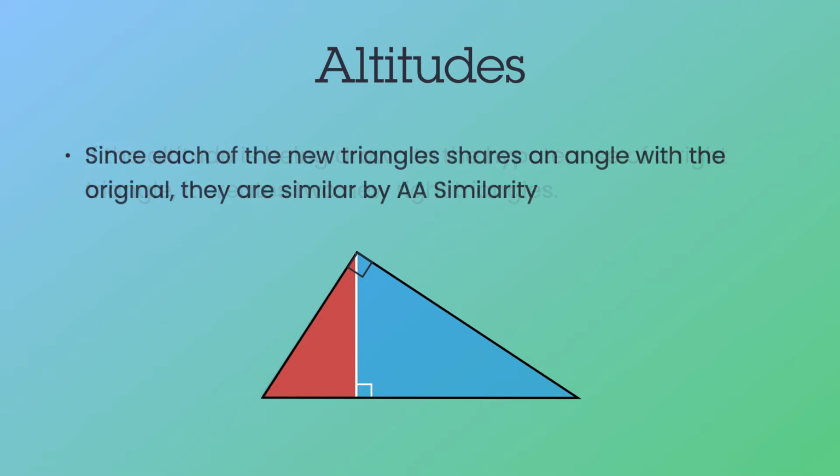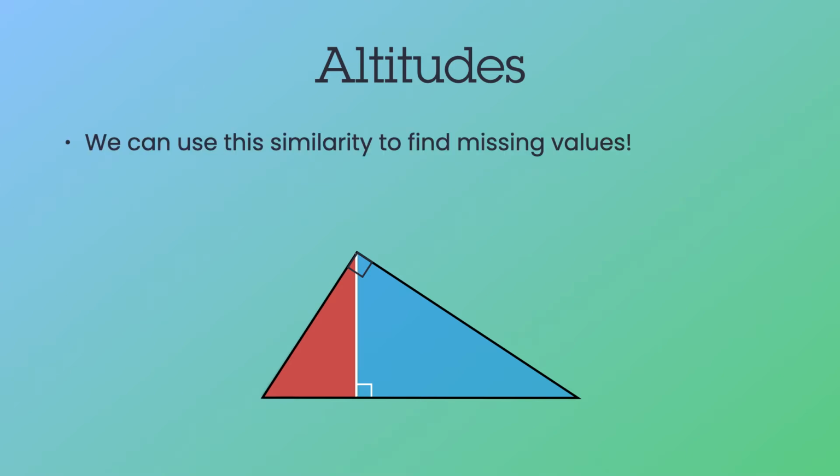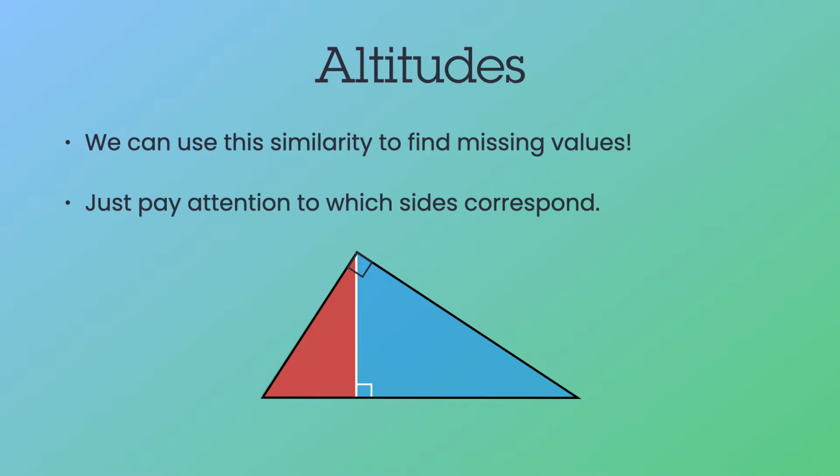Since each of these triangles shares an angle with the original, plus they're both right triangles, they are similar by the AA similarity postulate. Now we can use this similarity to find missing values. We just have to pay attention to which sides correspond.